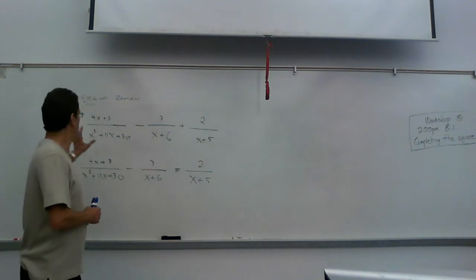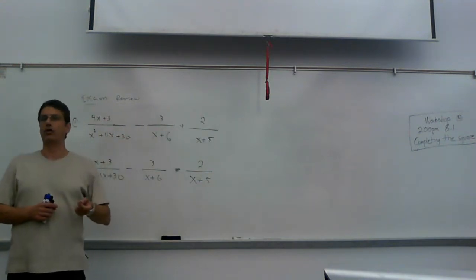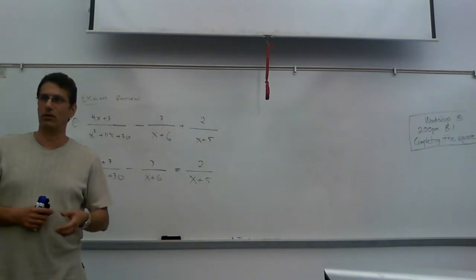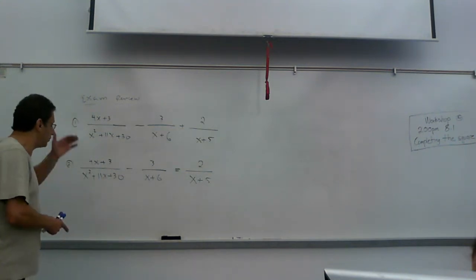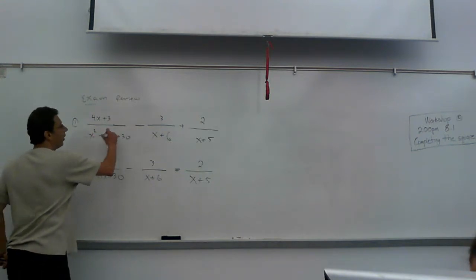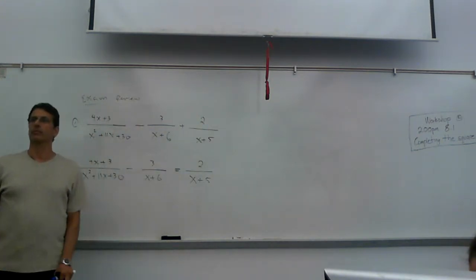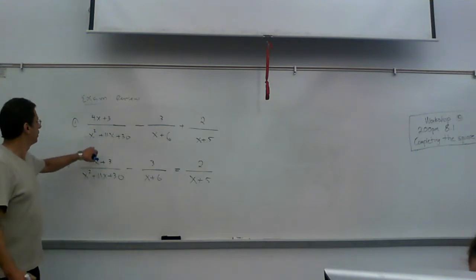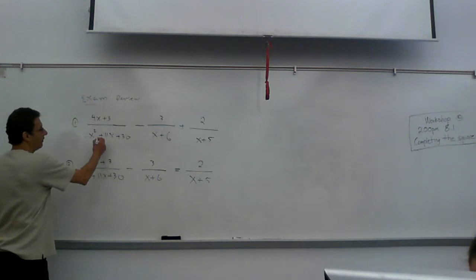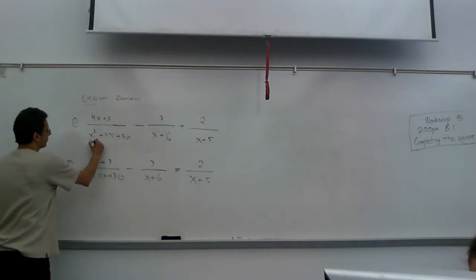Okay. This is just adding a bunch of fractions. It so happened it's a rational expression, so it involves a variable. In both cases, we need to factor the denominator of each fraction. So x squared plus 11x plus 30. What is that? Factor it. x plus 6, x plus 5.